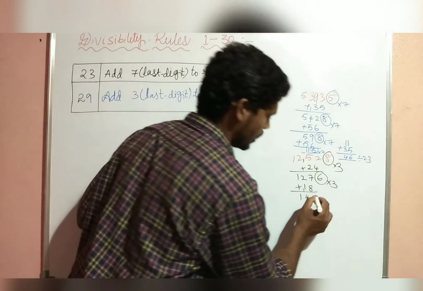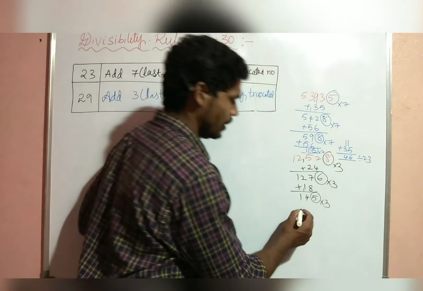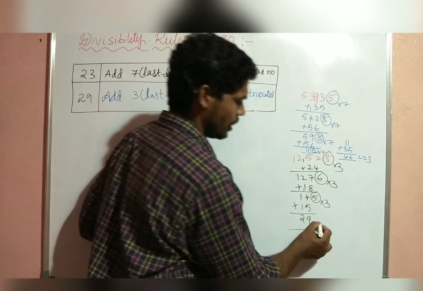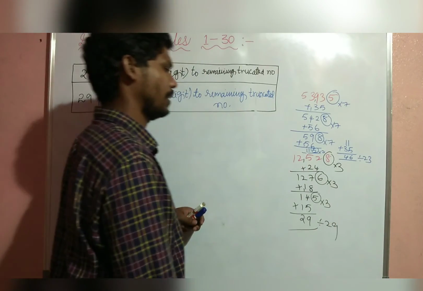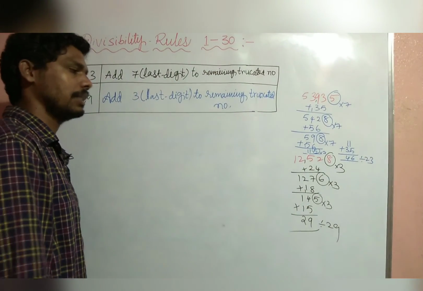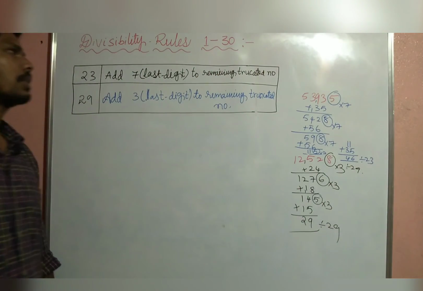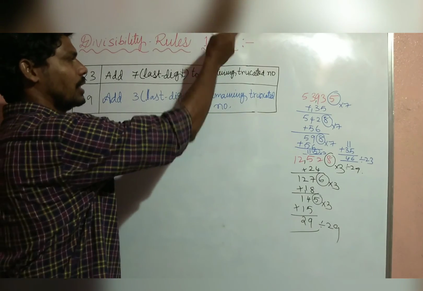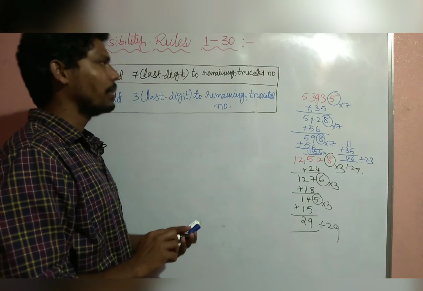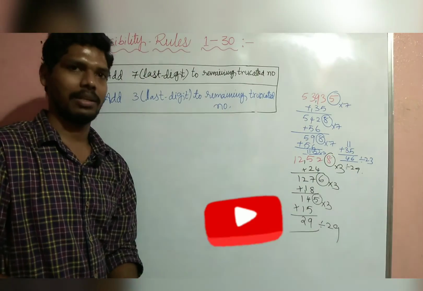145: again the last digit is 5, multiplied by 3. 5 threes are 15, added to the remaining truncated number, that gives exactly 29. So 29 is divisible by 29, yes, exactly. Then the given number 12,528 is also divisible by 29. These are the divisibility rules 1 to 30. What about 30? 30 is nothing but 5 times 6, so we can check that if the given number is divisible by both 5 and 6, then it is also divisible by 30.